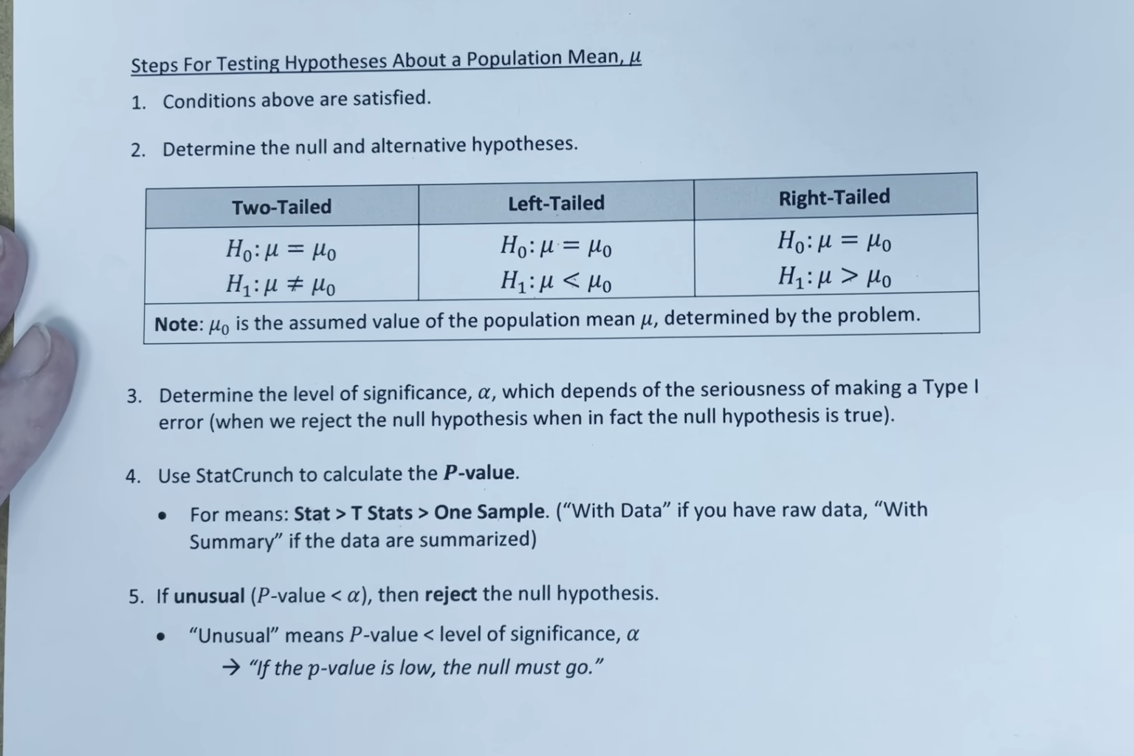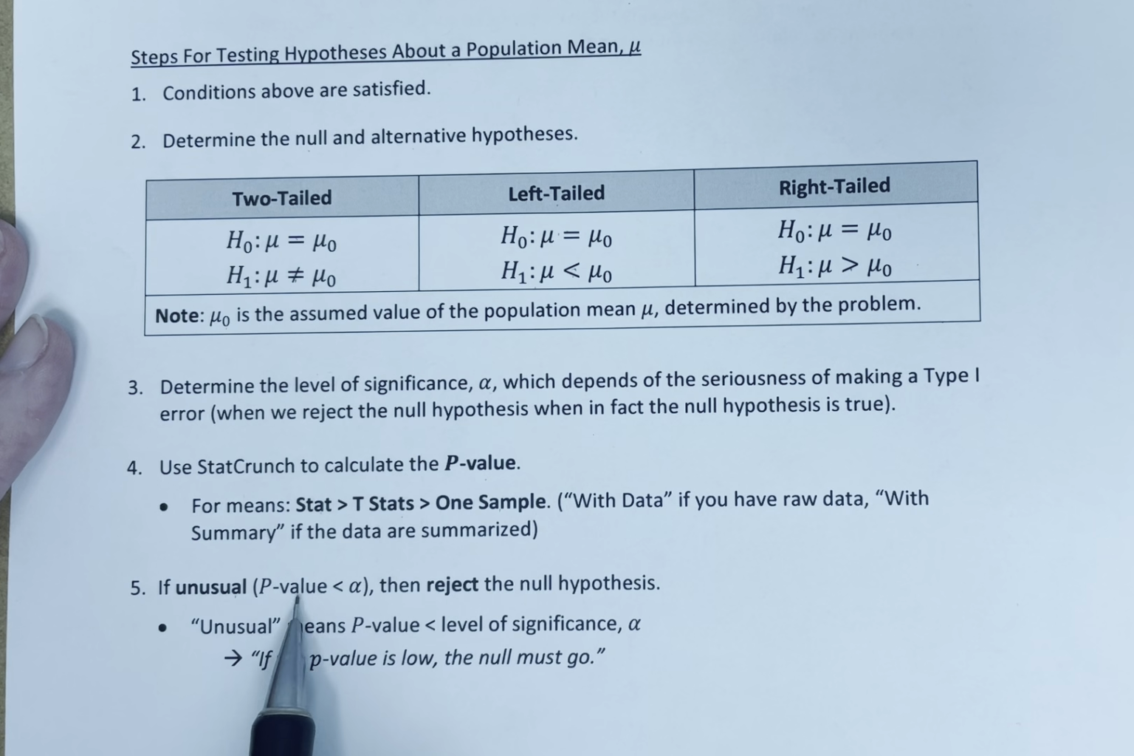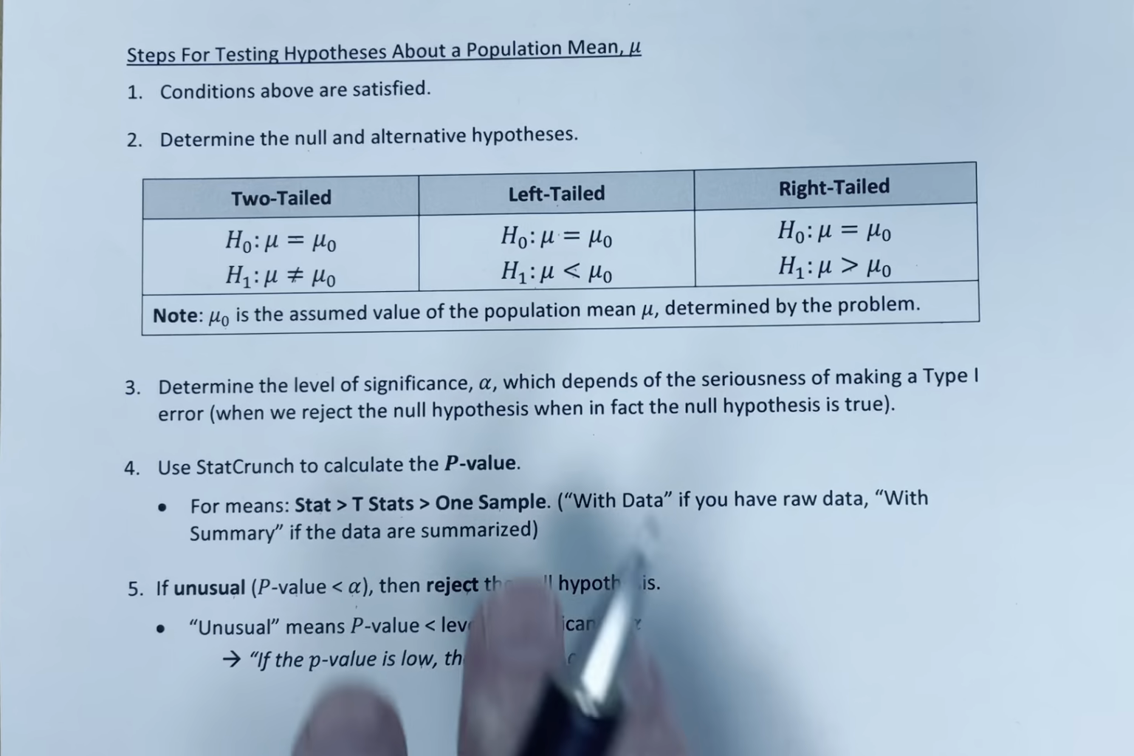And then we're back. Is it unusual? Well, it's unusual when the p-value is less than alpha, your level of significance. Then we're going to reject the null hypothesis. As a reminder, our little phrase: if the p-value is low, the null must go. We reject it.